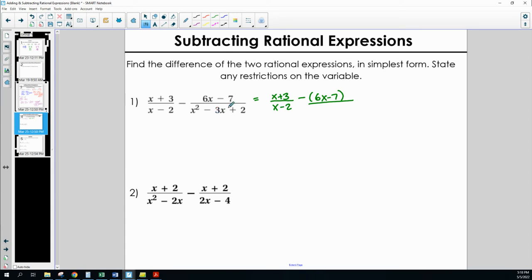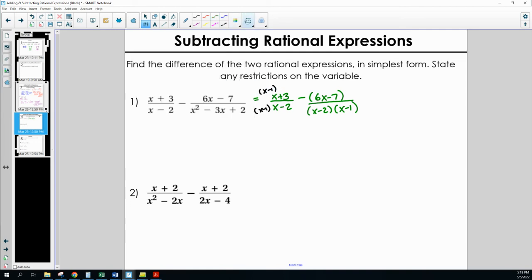We're going to factor this denominator. So multiplies to 2, adds to -3. We're going to use x minus 2 and x minus 1. So looking at the denominators, we can see that they both have an x minus 2, but the second fraction has an x minus 1, so that means that the first fraction needs an x minus 1. So I'm going to multiply x minus 1 and x minus 1, on the bottom and on the top.